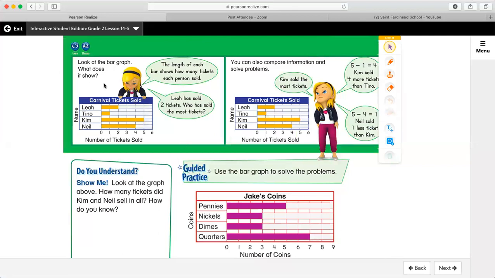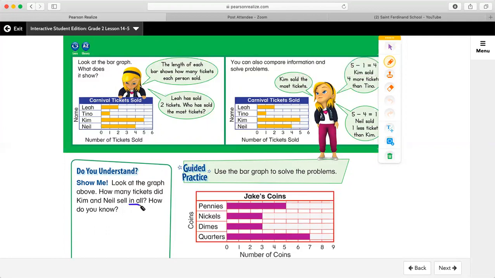All right. So again, these 2 boxes up at the top are just a review of the video that we just watched. You can always go back and watch that video again. I also have given you access on the math website to watch that video as many times as you need to. In the Do You Understand box, it says, look at the graph above. How many tickets did Kim and Neil sell in all? How do you know?